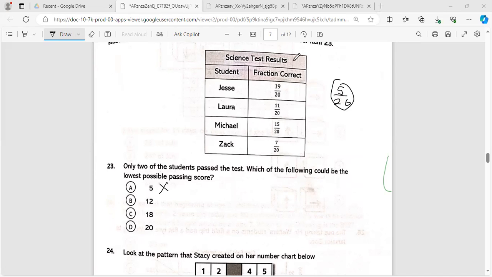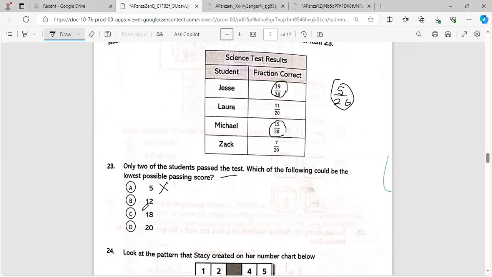Sir, I think it's B. Sir, it says only 2 students pass the test, so it means the lowest possible passing score. Oh, so they just want the lowest possible passing score. They want to see what the lowest possible score to pass is, not those high scores like 18 over 20, 19 over 20, even 16 over 20. They want the lowest possible passing score. Think about it this way.